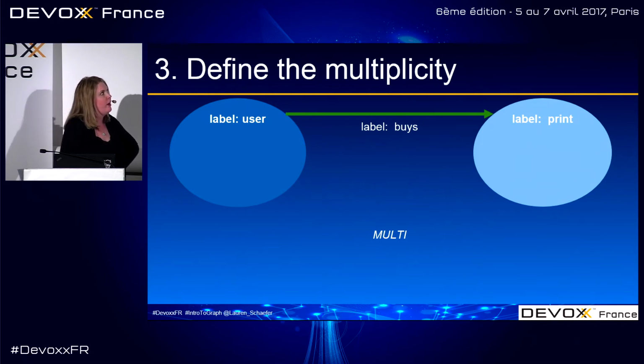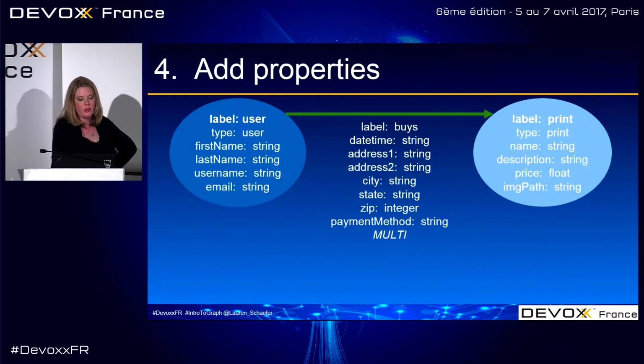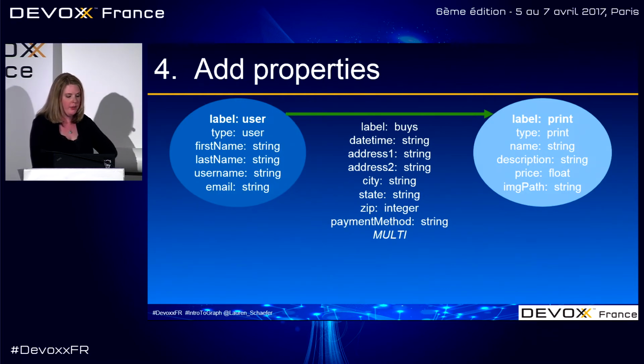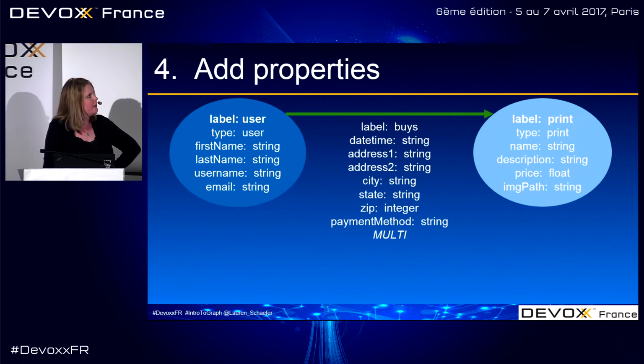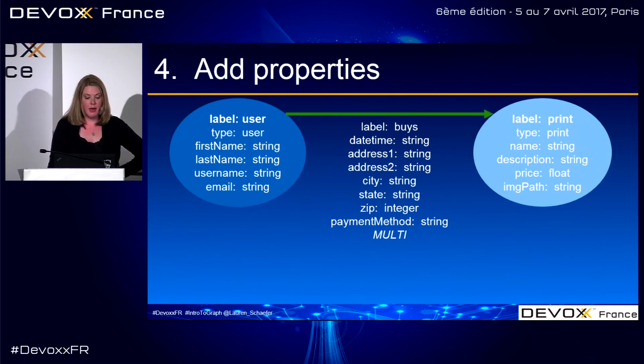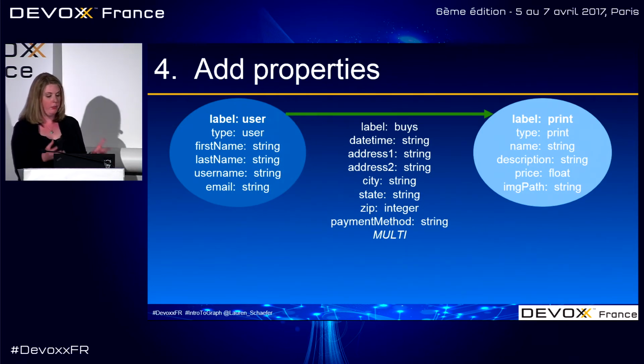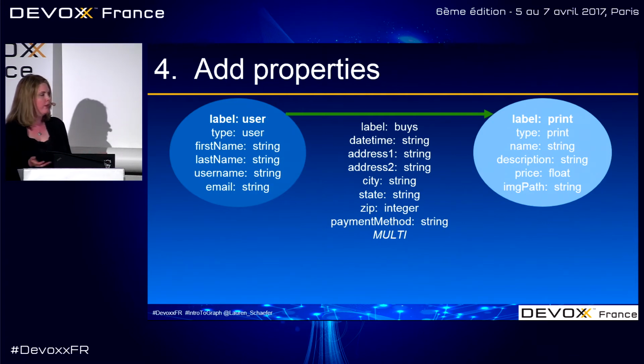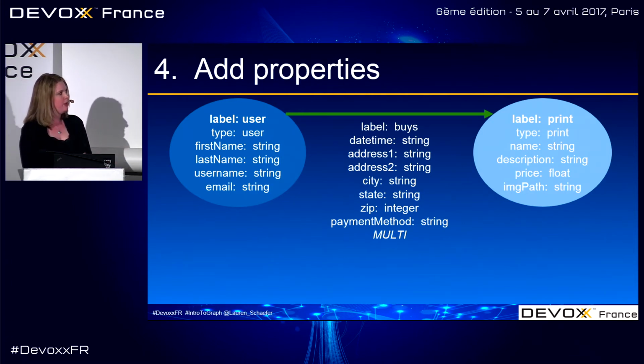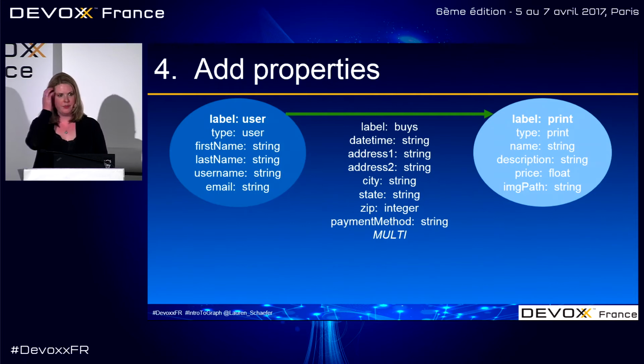The next step is we want to figure out where we want to store information. So we're going to add properties to these vertexes and edges. For my user, I want to store things like their first name, last name, username, and email. For print, I want to store information about the print like the name, the description, the price. And for the buys edge, that's where I want to store information about the purchase. So the date time when the user made the purchase, their shipping information, and the payment method.